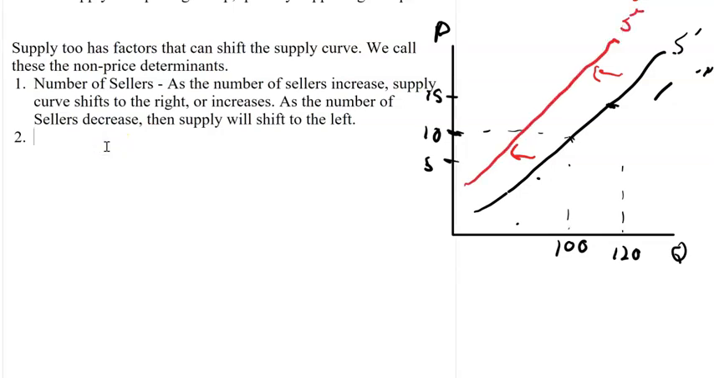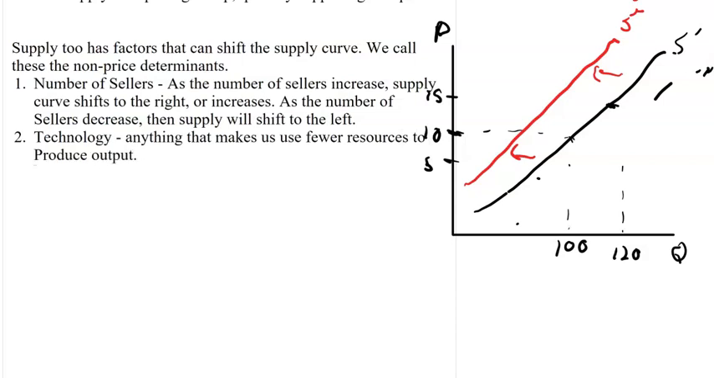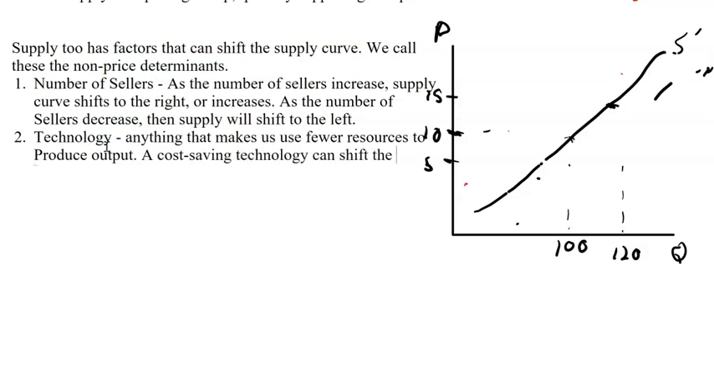The second factor that can shift the supply curve is technology. Technology is anything that makes us use fewer resources to produce, so anything that helps to speed the process of production. If that happens, then at every given price, we may be able to produce more in the market. So therefore, a cost-saving technology can shift the supply curve to the right.